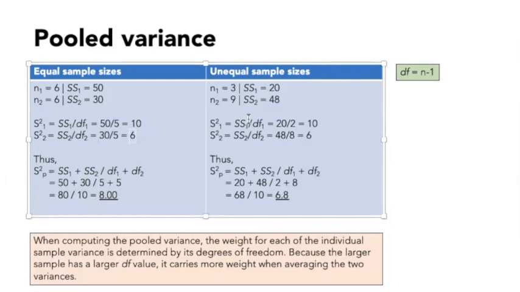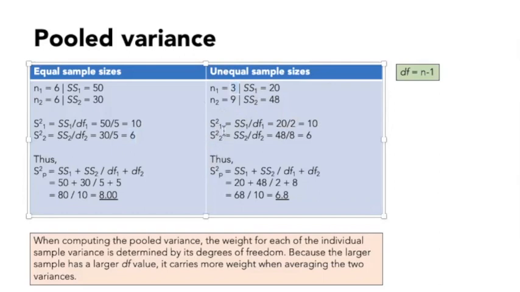However, when you have unequal sample sizes, it's going to be slightly different. Now here you have one group with 3 individuals, sum of squares 40. Second one has 9 individuals, sum of squares 48. So the variance for the first group is sum of squares divided by degrees of freedom of that group, that is 20 divided by 2. 2 has been derived by n minus 1, so n is 3 minus 1, that becomes 2. 20 divided by 2 is 10.